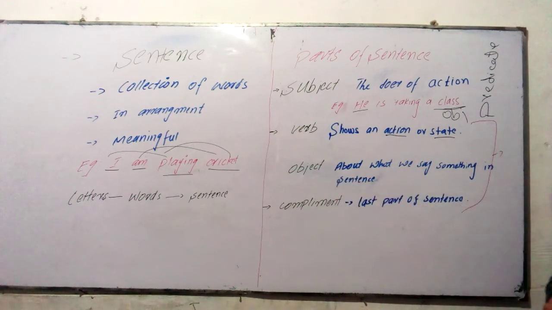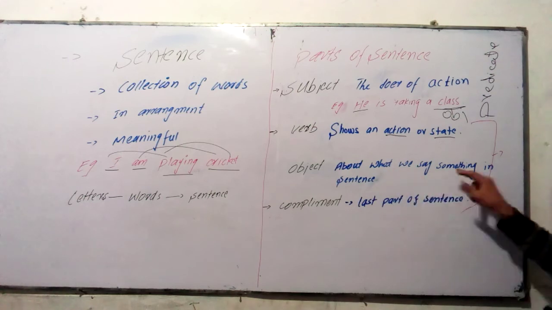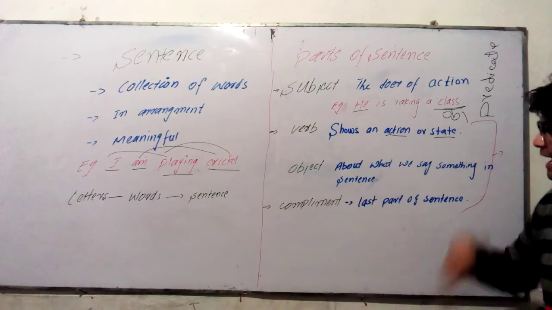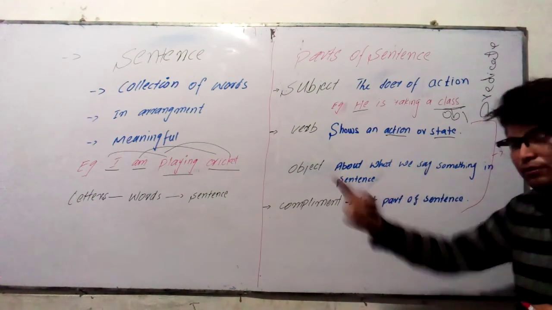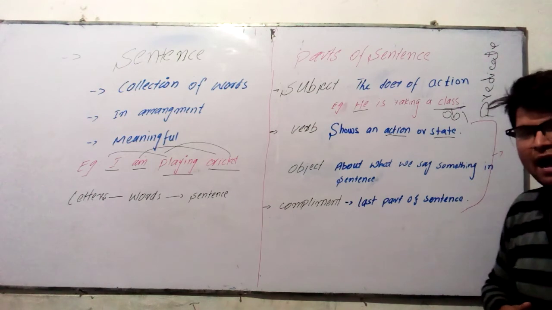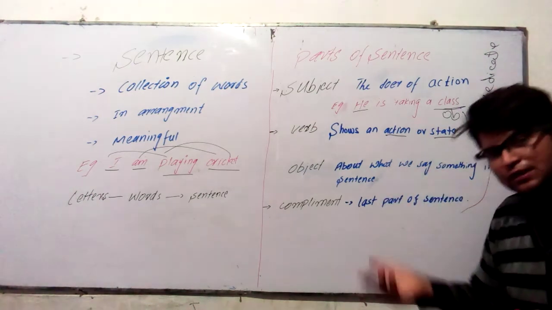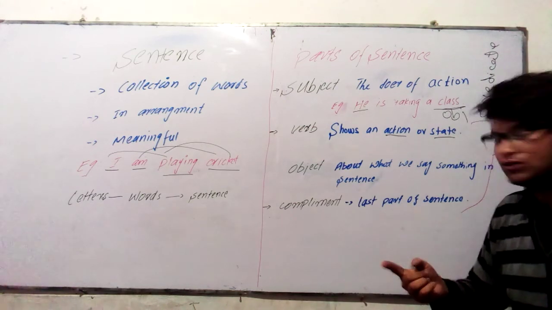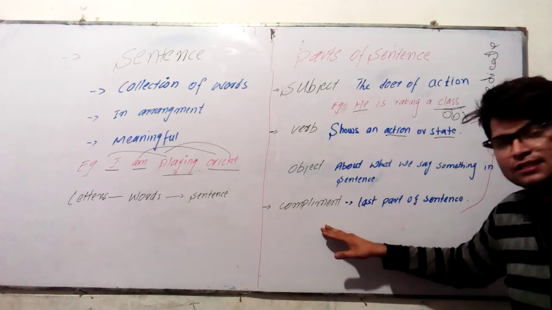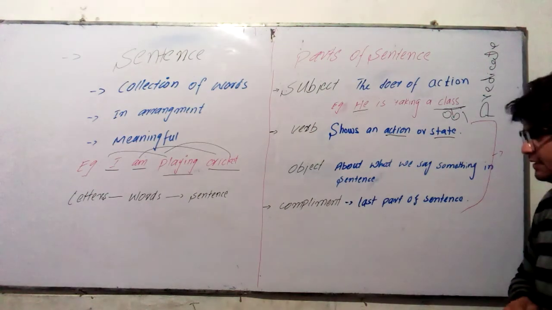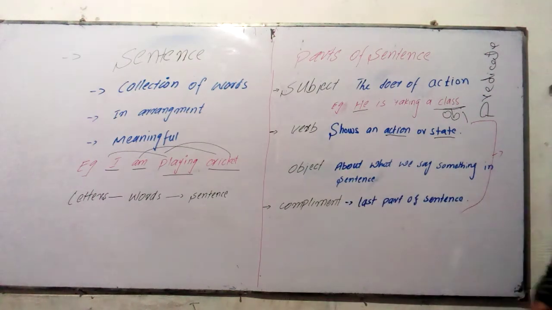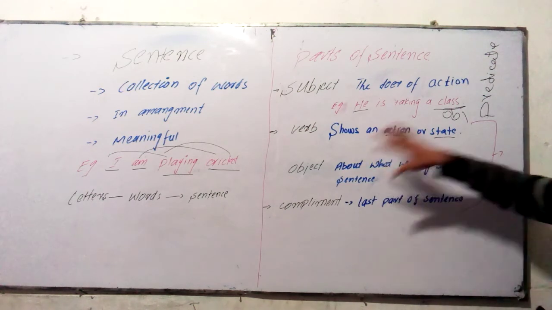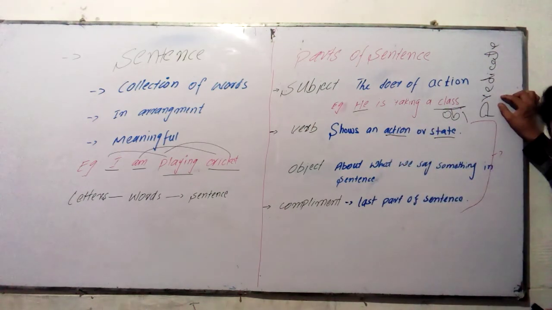The third point is object. About which we say something in a sentence, that is known as object. Like I have given you the example, I am looking Ali. Or for example, I am going to school. Now we are talking about school in this sentence, therefore that is object. And then at last we came to complement. These three parts of a sentence, verb, object and complement, overall are called predicate. So this was my lecture.